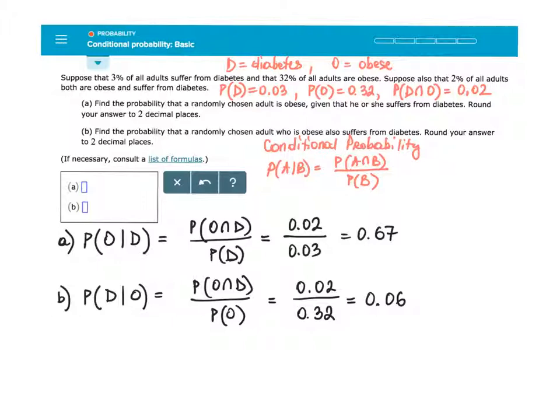Similarly to the previous example, we follow the rule, and the probability will be equal to the probability of the intersection of O and D divided by the probability of O itself. In this case, 2/100 divided by 32/100 yields 6/100.